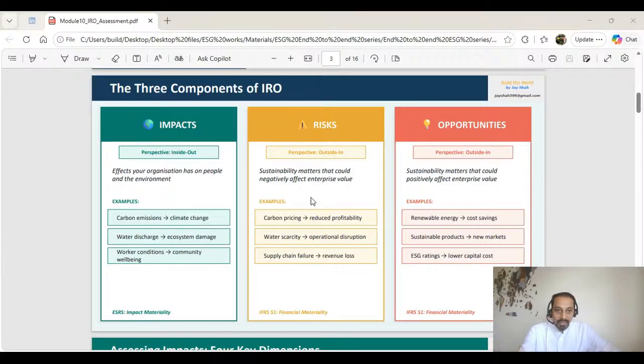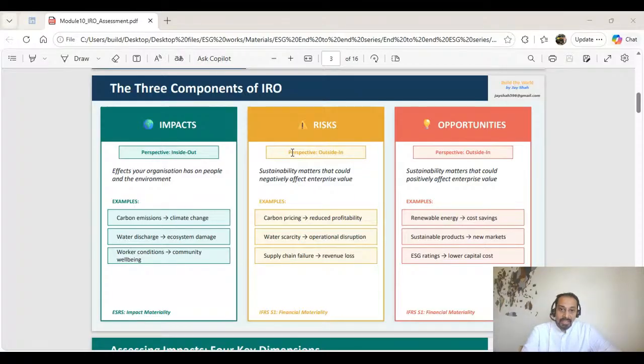And the third one is the opportunity. So now opportunities, these are the flip side of risk. So where risks are sustainability matters that could negatively affect your enterprise value, opportunities are sustainability matters that could positively affect your financial position, performance, and cash flow.